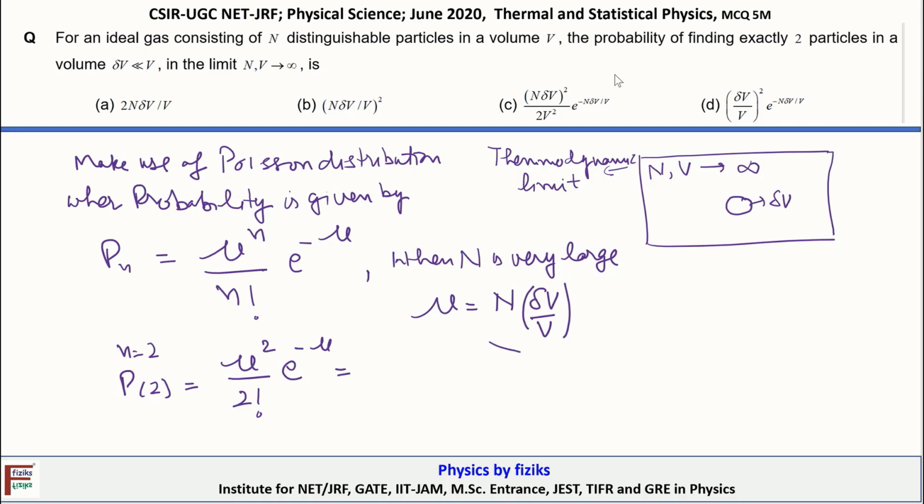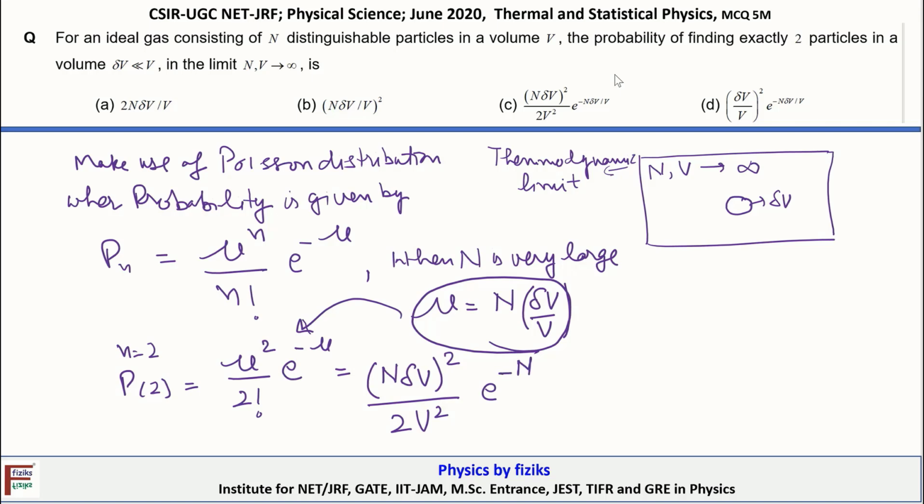After substituting the value of mu from this expression into this equation, we are left with P2, which comes out to be equal to N delta V, its square, divided by 2 V square, e power minus N delta V upon V. So this is our final answer, and it matches with option C here. Therefore C is the correct option.